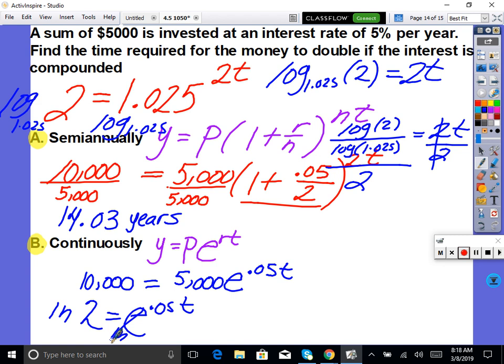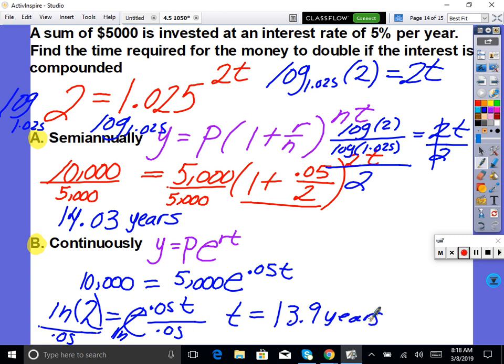Then divide by 0.05. Divide by 0.05. So we have ln of 2 divided by 0.05. 13.9 years. The time it will take, if it's compounding continuously, is 13.9 years to double.